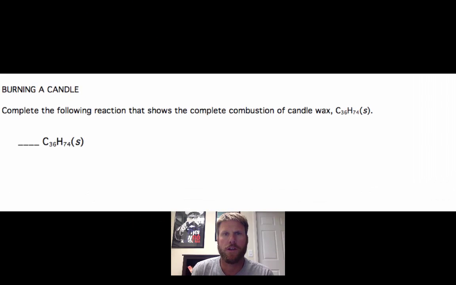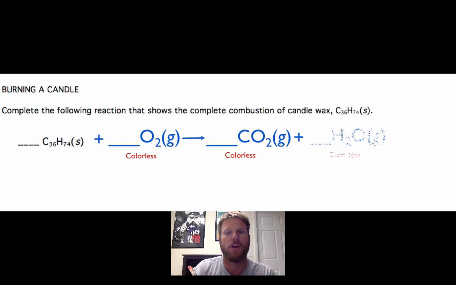We're going to start this video on stoichiometry by balancing this complete combustion reaction for candle wax. Remember, a complete combustion reaction has some type of organic fuel reacting with oxygen gas to form carbon dioxide, water, and energy. So if we start by balancing this, C36H74 definitely looks the most complicated.